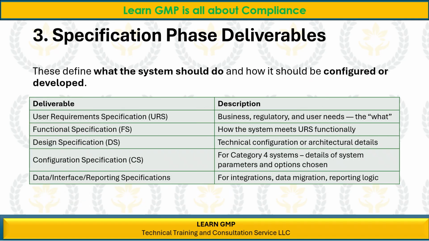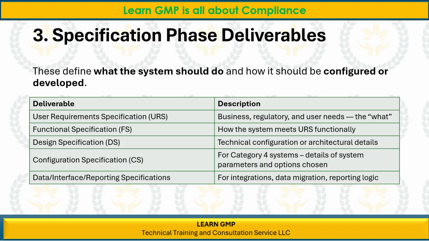Specification phase deliverables. These define what the system should do and how it should be configured or developed. Deliverable: User Requirements Specification, URS. Description: Business, regulatory, and user needs, the what. Deliverable: Functional Specification, FS. Description: How the system meets the URS functionally. Deliverable: Design Specification, DS. Description: Technical configuration or architectural details.